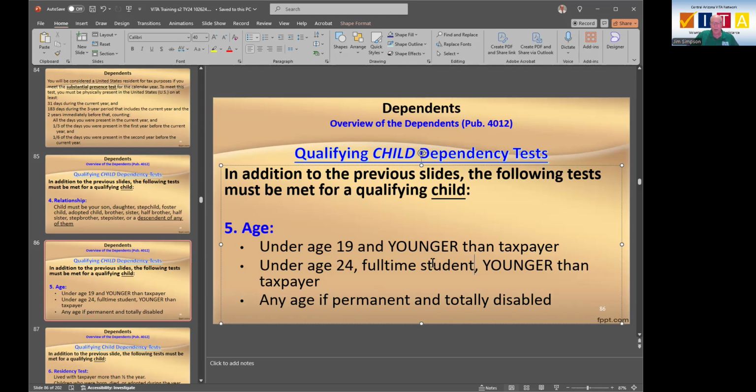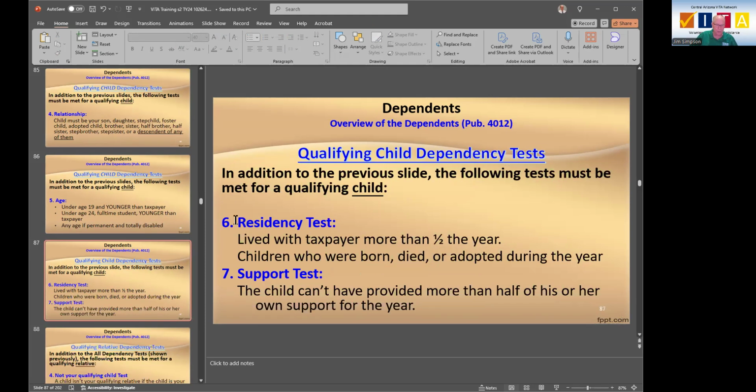So, I'm in Phoenix and my daughter might go up to Flagstaff, Arizona to attend Northern Arizona University, and she might live there 9 months out of the year. That's a temporary absence. She's considered living in my house. So I wanted to point that out about full-time students in this age requirement, because it comes under the next one, the residency test: lived with you for more than half of the year. Those people who are away for temporary absences and expected to return, those temporary absences don't count against that.